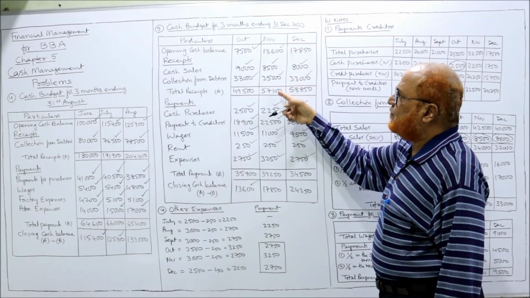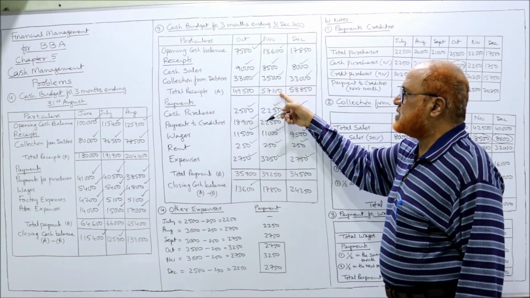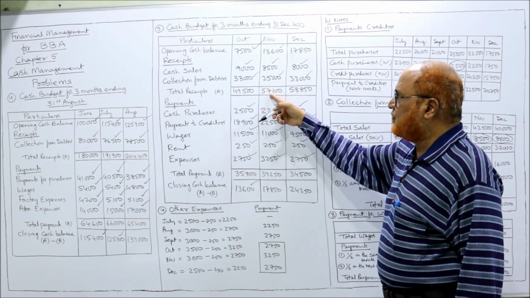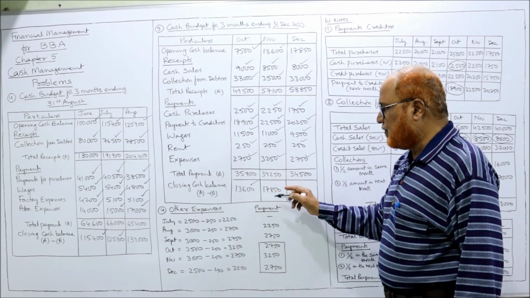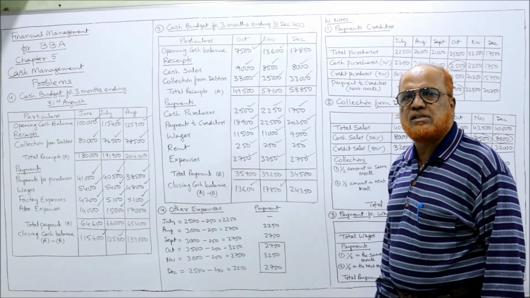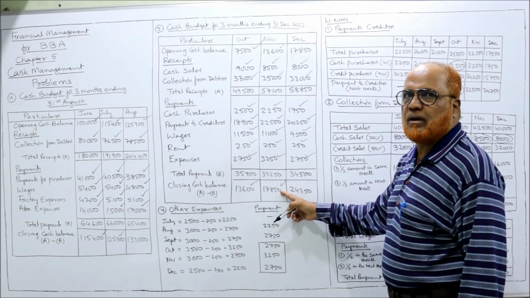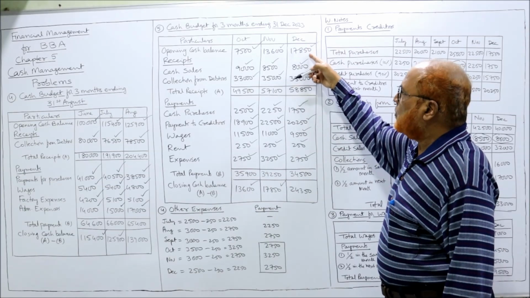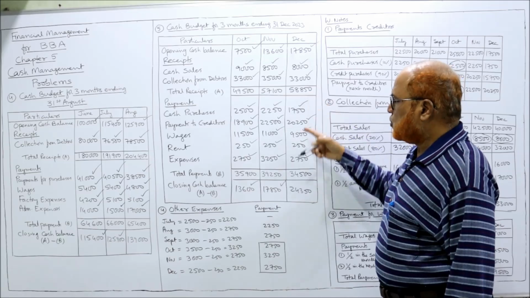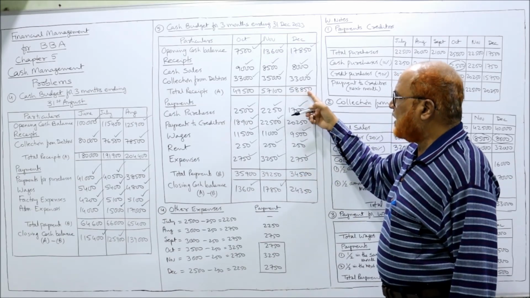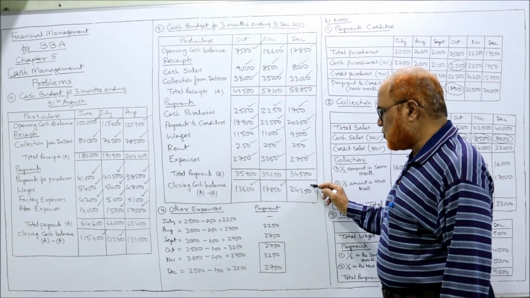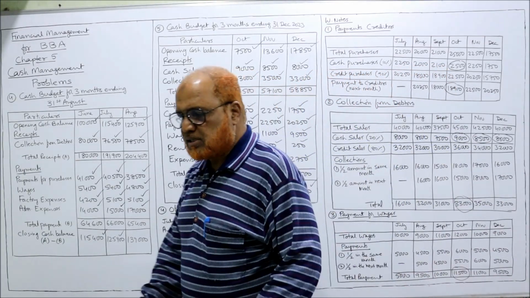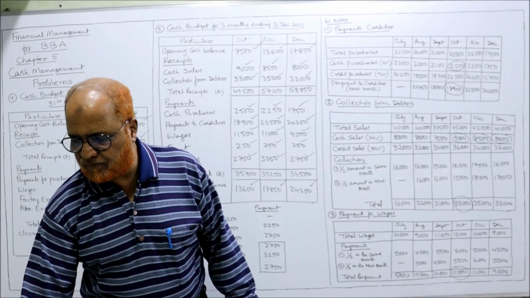Take again the total of November, 57,100. Total of payment 39,250. So 57,100 minus 39,250, 17,850 is the closing cash balance of November. This will become opening cash balance, 17,850. Now take the total 58,850. Total payment 34,500. 58,850 minus 34,500, you get 24,350. That's all. So this is the end of problem number 5.